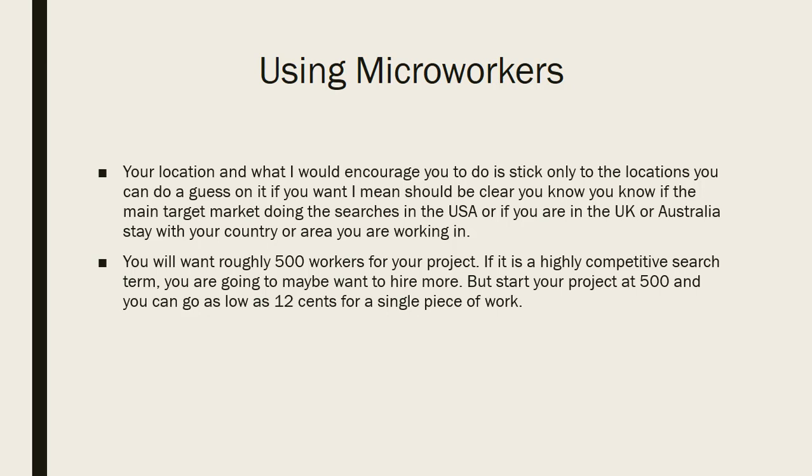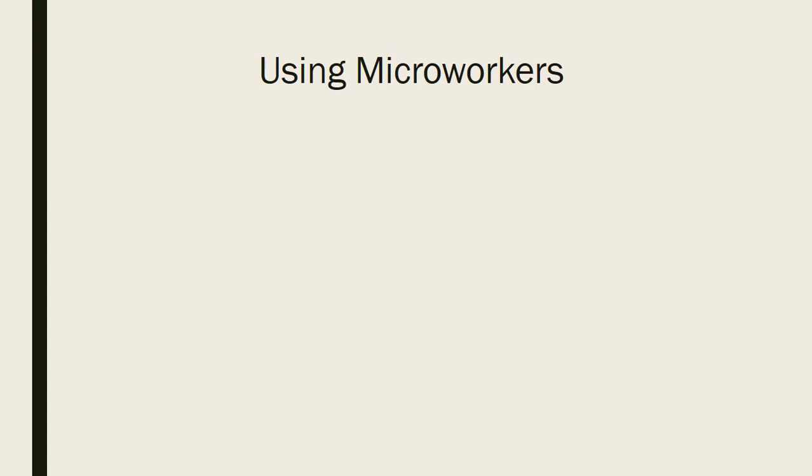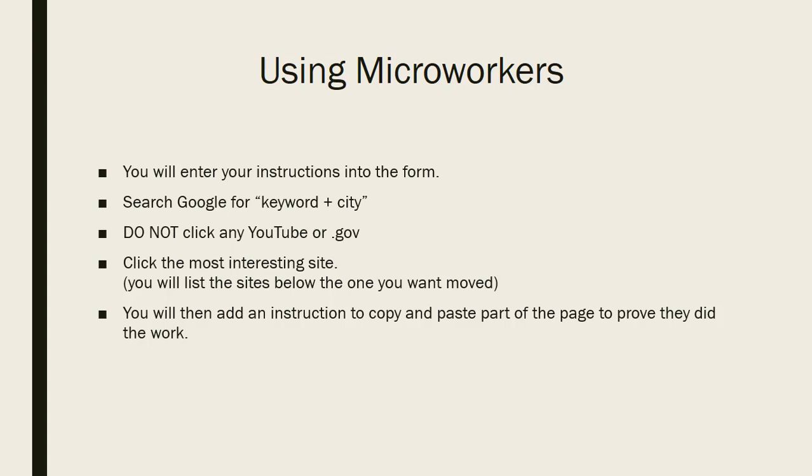You can go, like I said, as low as 12 cents. If you go lower than that, it will just take longer to find workers. Okay, it's real simple. You enter the instructions on the form, the keyword, the city. You instruct them, do not click on any YouTube or .gov sites. Just tell them to click on the most interesting site.